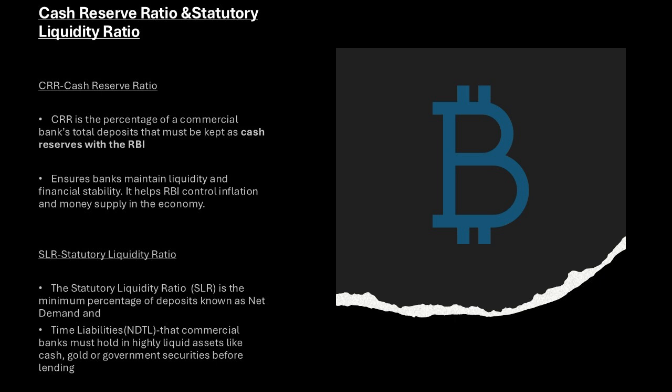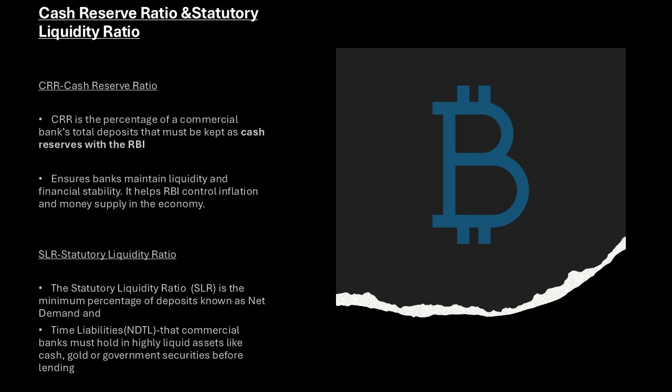This ensures the solvency, or it's a safety cushion to meet the sudden cash withdrawal demand of the customers from the bank. RBI also controls liquidity by adjusting the ratio to directly manage how much cash can be used for lending. And it also fights inflation. The current CRR is 4.50% of banks' net demand and time liabilities.